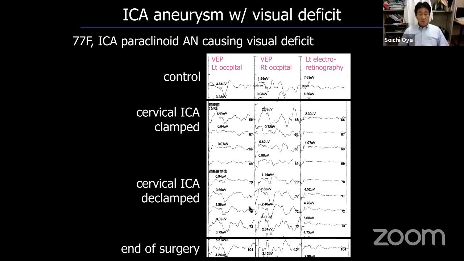So we're using this evaluation repetitively while dissecting. We were sure that we were on the right track in dealing with the optic nerve. So I think this reassurance is good for surgeons' mental health, right?